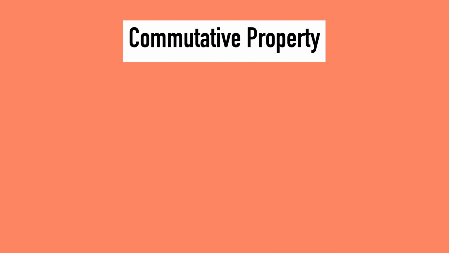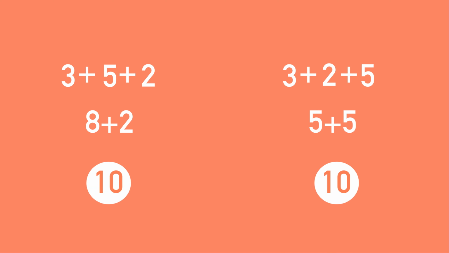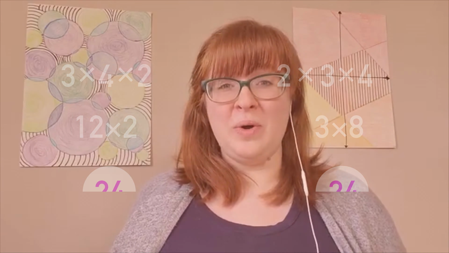Speaking of maneuvering, let's talk about the commutative property. When we commute, we move from one place to the next. The commutative property states that swapping the position of numbers in a string of addition or multiplication will not change the result. For instance, 3 plus 5 plus 2 has the same result as 3 plus 2 plus 5. Likewise, 3 times 4 times 2 has the same result as 2 times 3 times 4. With this rule, we can move terms to the most convenient position in an expression.